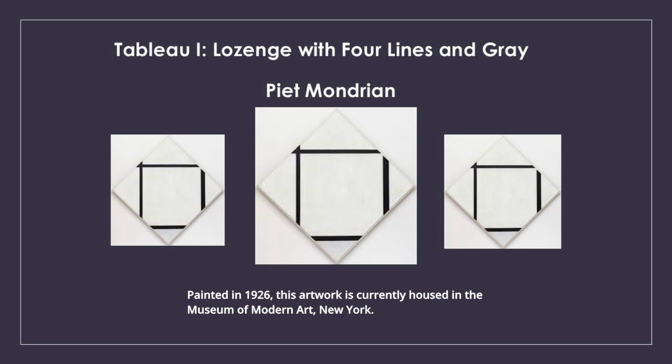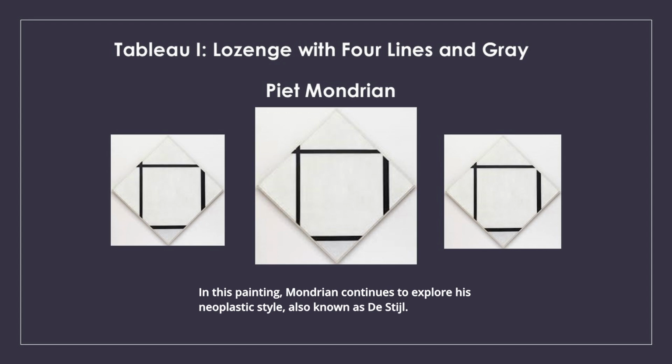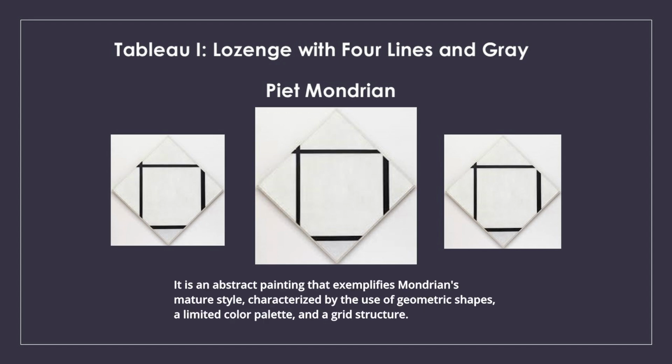Piet Mondrian, Lozenge with 4 Lines and Grey. Painted in 1926, this artwork is currently housed in the Museum of Modern Art, New York. In this painting, Mondrian continues to explore his Neoplastic style, also known as De Stijl. It is an abstract painting that exemplifies Mondrian's mature style, characterized by the use of geometric shapes, a limited color palette, and a grid structure.